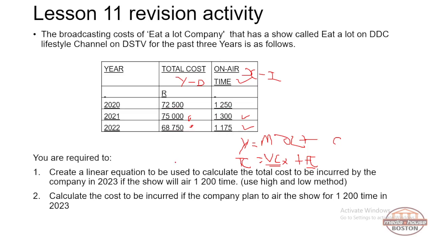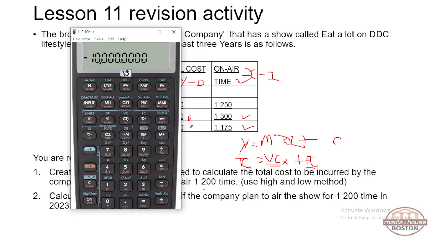So when we estimate our cost, we expect it to fall in between these two costs because the airing time is in between the two, so we don't expect it to be below 68,750 or above 72,500. So let's look at how it was done. We know that our variable cost per unit is 50 multiplied by 1,200 times, so it's going to be 60,000.